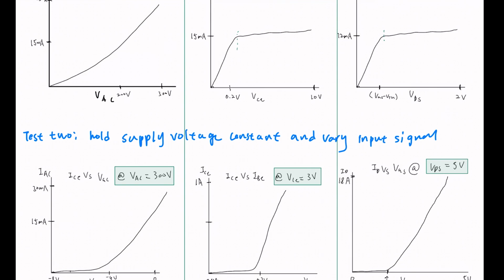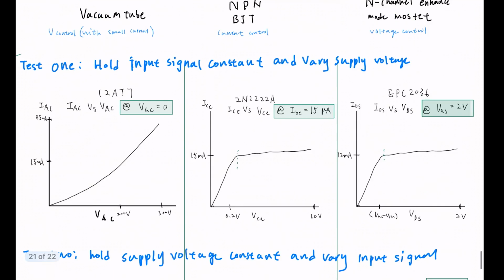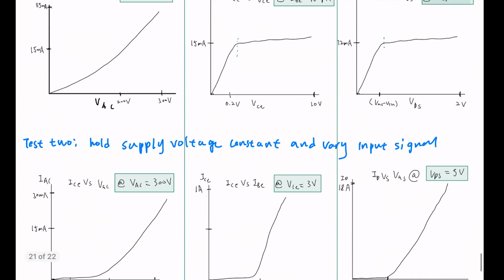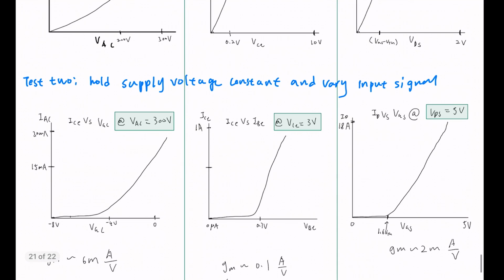The next test we're going to run is the exact opposite of the first test, where we will hold the supply voltage constant and change the input signal. This is how the device would normally be used as well.